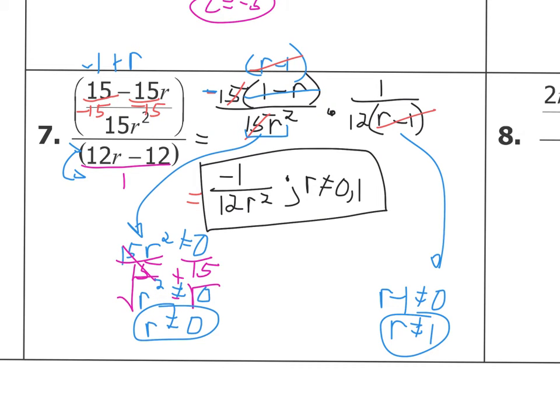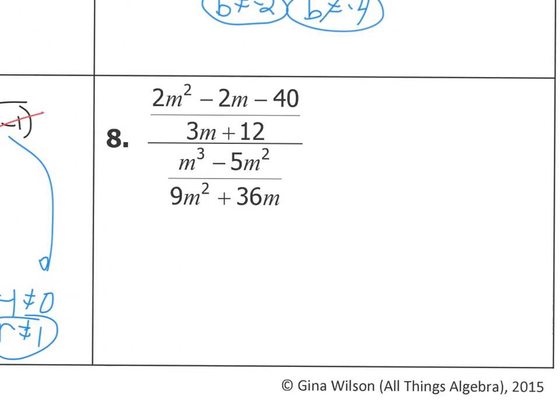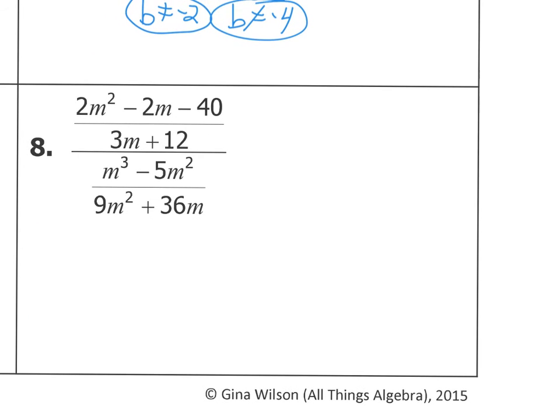Done. Okay, let's finish up the last problem on this page. And it gets a little hairy, but not too much. So this numerator, I can factor out a 2. So I'm actually going to start that first. If I factor out a 2, I'm going to change all of this to a 2 times, right? And if I divide each of those by 2, I get m squared. Negative 2 divided by 2 is negative m. Negative 40 divided by 2 is negative 20. So the 2 doesn't go away, right?